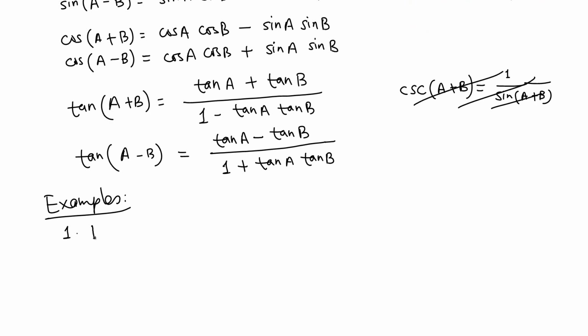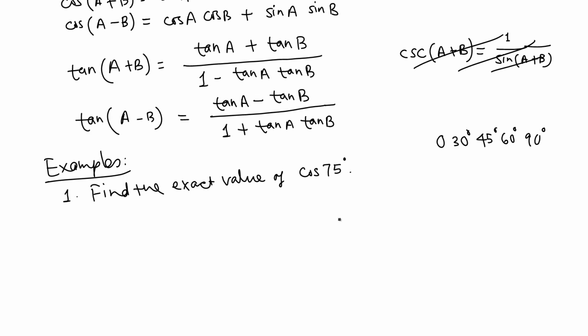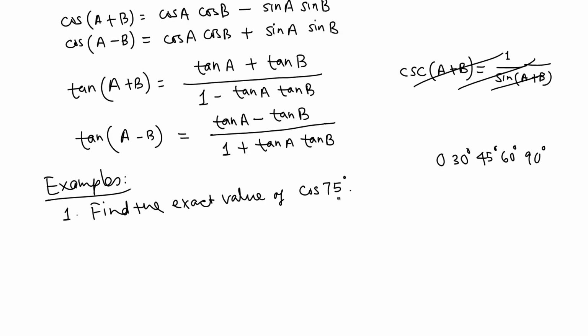Find the exact value of cosine 75 degrees. We know that 0 degrees, 30, 45, 60 and 90 and their multiples are standard angles, but 75 is not a standard angle. But 75 is the sum of 30 and 45, so we can use the sum rule.